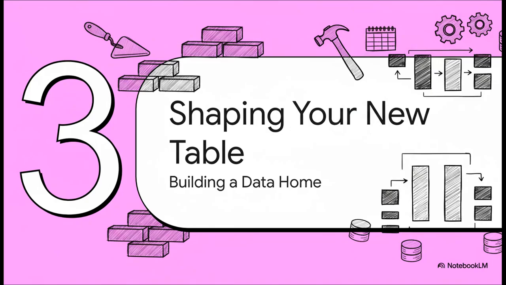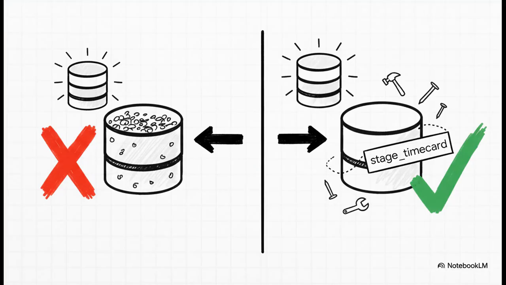Okay, with the data preview looking good, it's time to tell Oracle exactly how we want to build the new home for this information. Let's move on to shaping our new table. First up, we need a name for our new table. It's a good idea to be clear and logical here, since we are creating a brand new object in the database. So for our timecard info, something like stage_timecard makes a lot of sense.